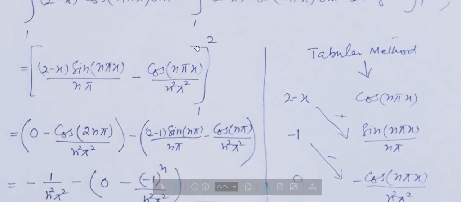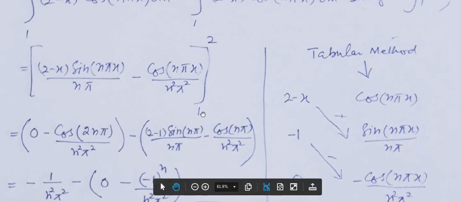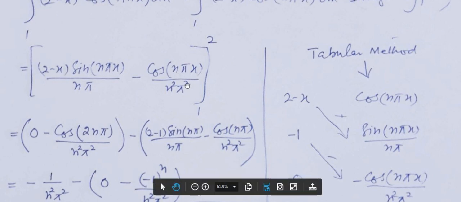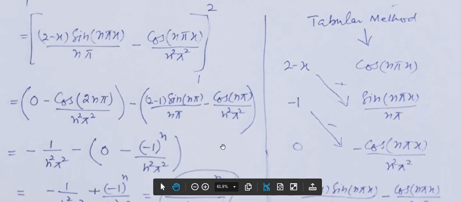Now if you substitute 2 here, 2 minus 2 will be 0, so 0 multiplied by all this will be 0. Minus cosine 2n pi divided by n square pi square. And minus, you will substitute the lower limit 1. So 2 minus 1 is 1. So sine n pi over n pi minus cosine, and you put 1 here. So this will be cosine n pi divided by n square pi square.